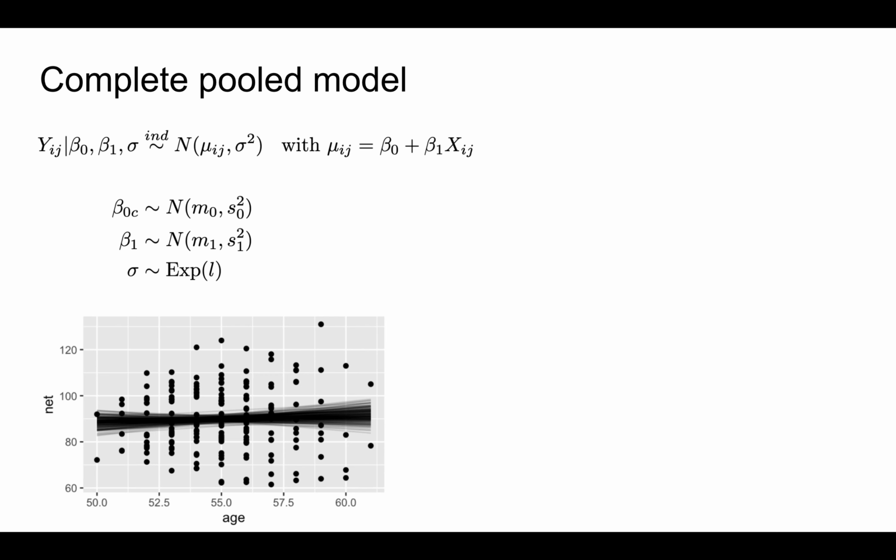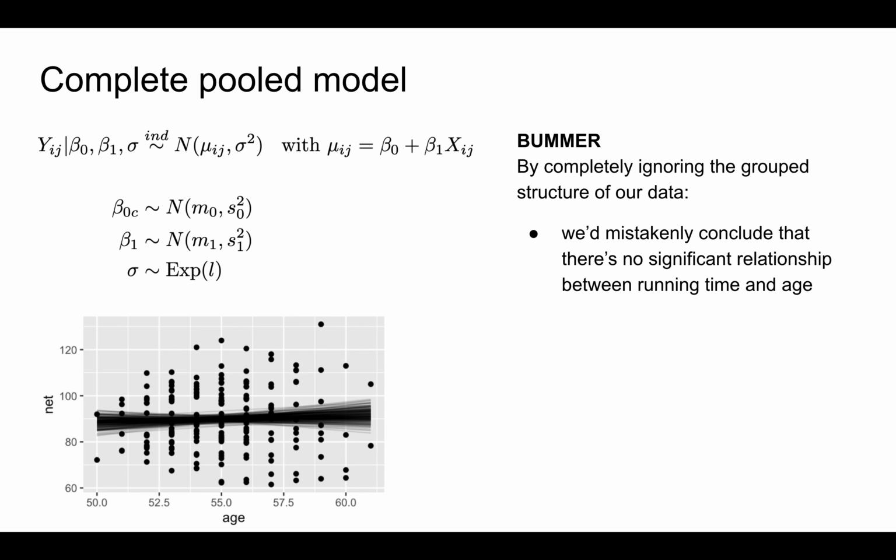This plot illustrates the data points, along with 100 posterior plausible models of the relationship between running time and age. It also illustrates a big bummer. Mainly, notice that these posterior plausible lines run the gamut, including the possibility that there's no relationship between running time and age. This turns out to be wrong. That is, by completely ignoring the grouped structure of our data, we'd mistakenly conclude that there's no significant relationship between running time and age.